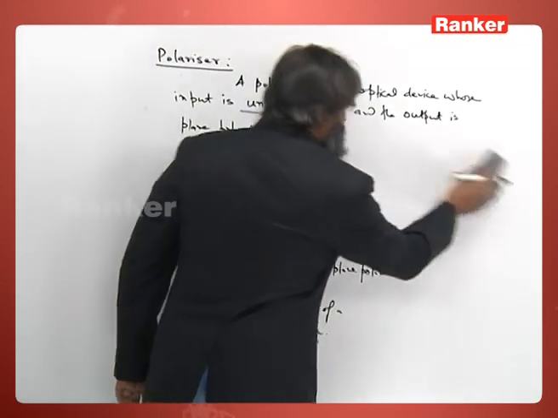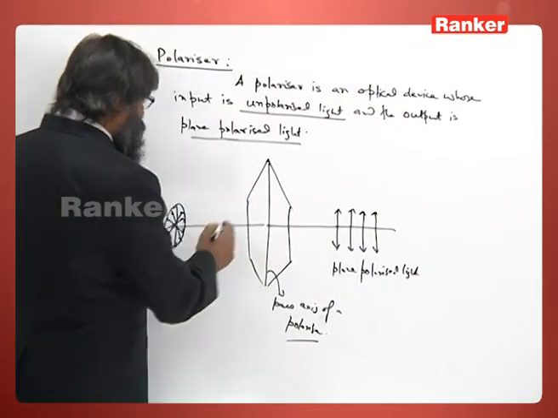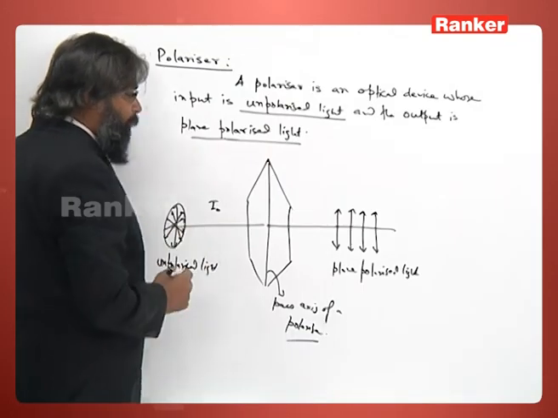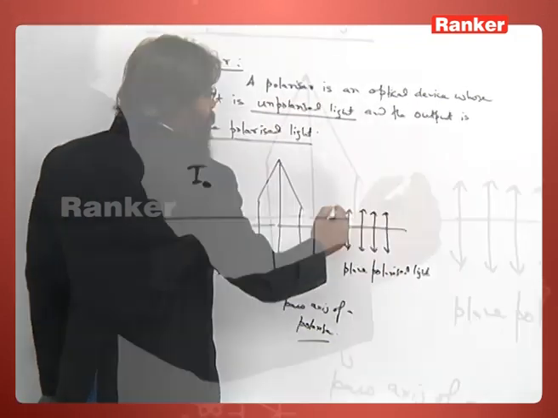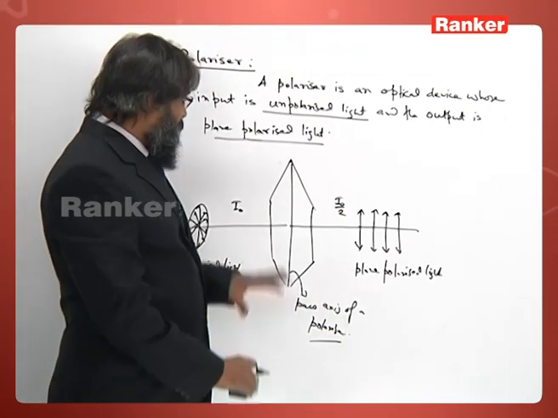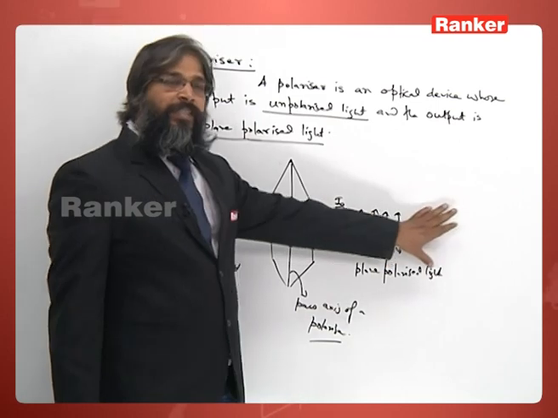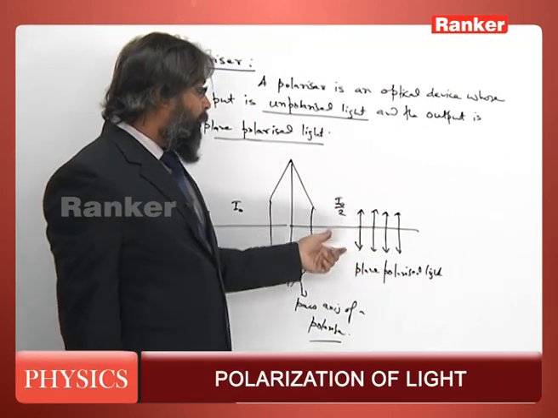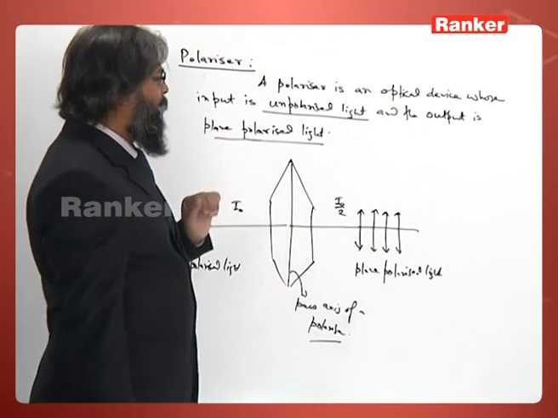Now, by calculation, it can be shown that if I naught is the intensity of light here, then the intensity that is passing becomes I naught by 2. We are not going to show it now, but it can be shown that if I naught is the intensity here, and the light is completely plane polarized, then the intensity will be I naught by 2. This is the work of a polarizer.